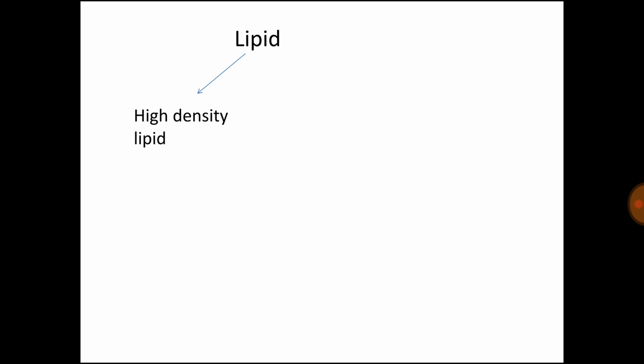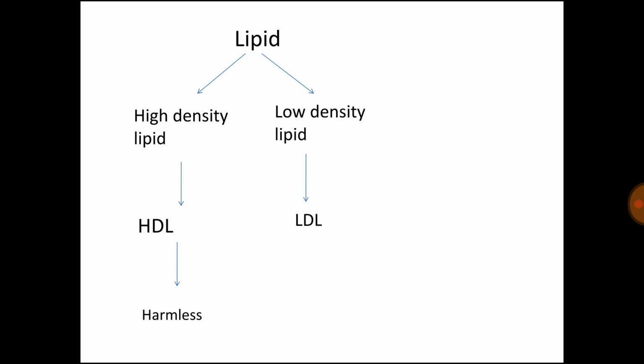Next, we're talking about lipids. There are two types: high density lipid and low density lipid. High density lipid, also known as HDL, is harmless, and low density lipid, known as LDL, is harmful. This is harmful due to their structural difference. Next, we're talking about the terminology in which we're talking about anastomosis, varicose vein, and vasa vasorum.